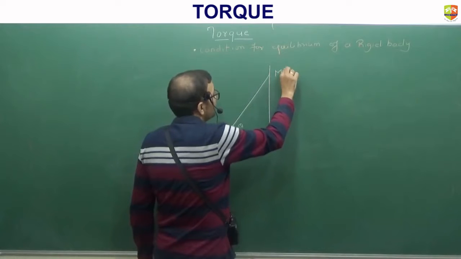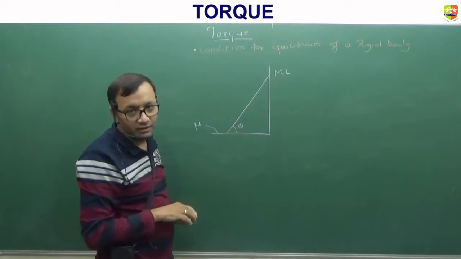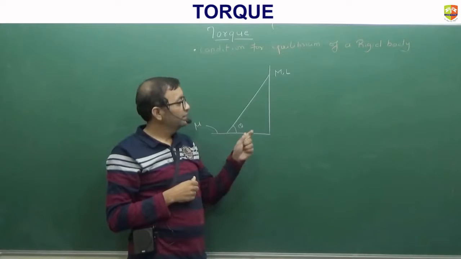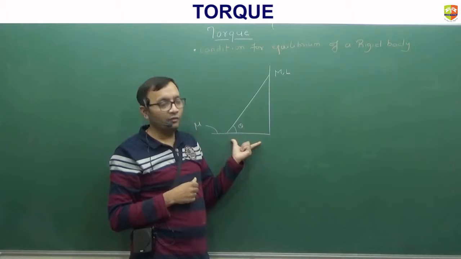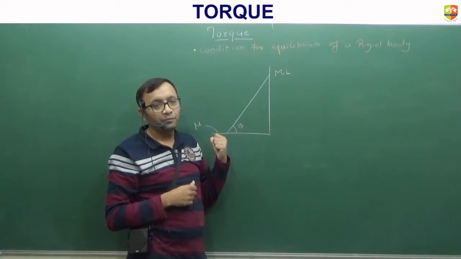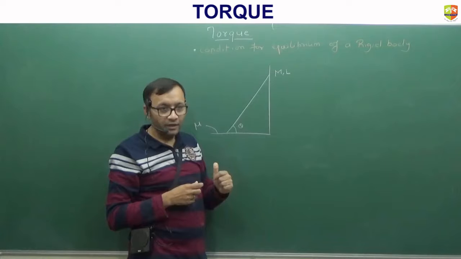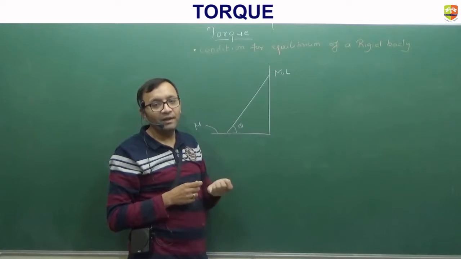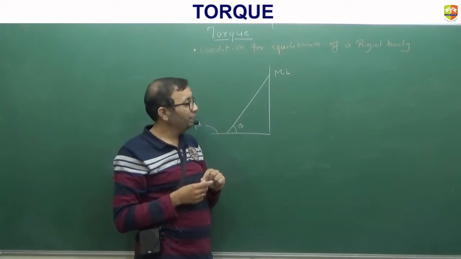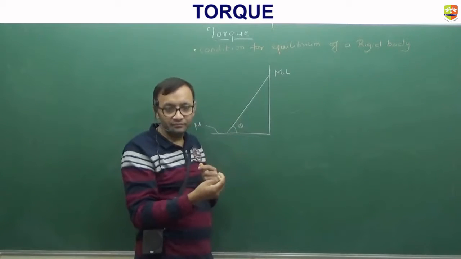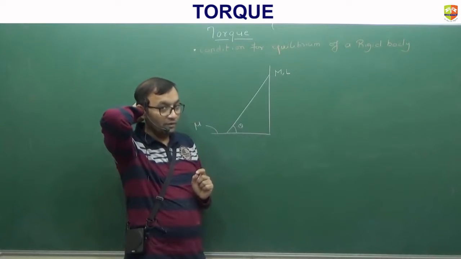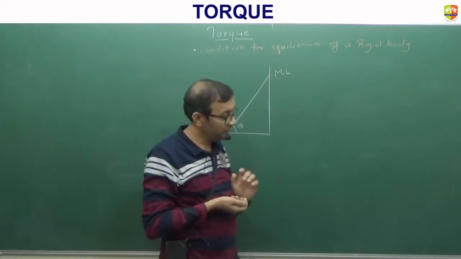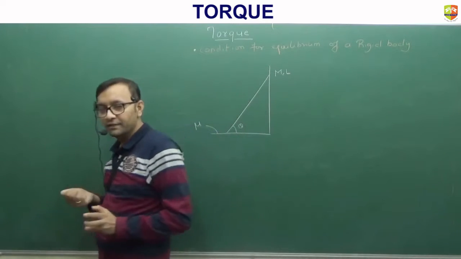The ladder has mass M and length L. It is placed like that. This is the wall and this is the floor. The wall is smooth. The floor has coefficient of friction mu. If I decrease the angle theta, what will happen if I keep on decreasing? There will be a point at which it will not be in equilibrium. It will just slide. So you need to find the minimum theta for which it will not slide, as in it is about to slide.